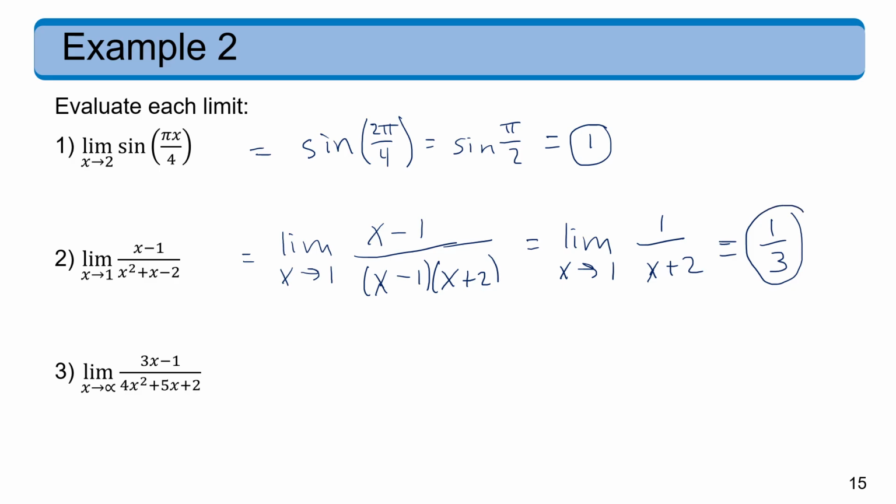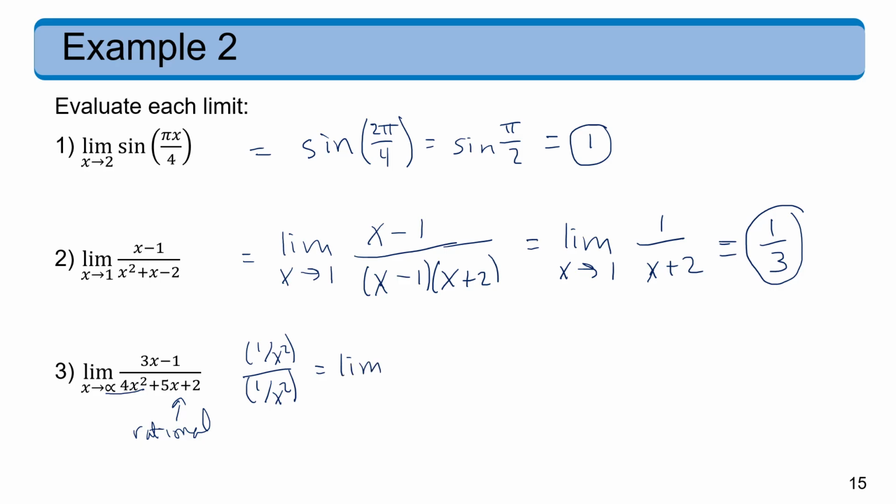The next one, notice x is approaching infinity. So of course you can't use direct substitution in those. And because this is rational, there is a specific technique that works, but only if x is going to infinity and you have a rational function. What we do is we take the highest power of x in the denominator, which in this case is x squared, and we divide top and bottom by x squared. So I'm going to multiply top and bottom by 1 over x squared.